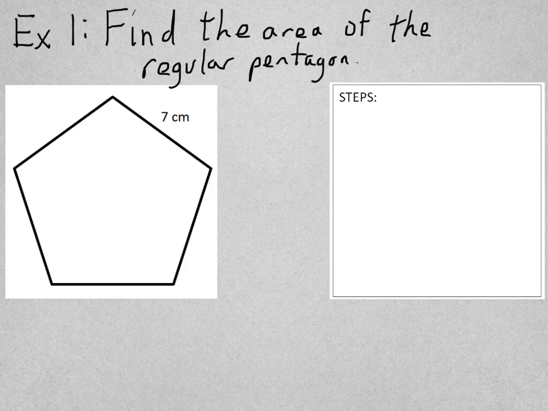So let's look at an example. For our first example, let's find the area of this regular pentagon. It has sides of 7 centimeters, and we know because it's regular that all of the sides would be 7 centimeters, as well as all the angles would be congruent. Okay, so I should probably follow the area formula, which is area equals 1/2 AP, where P stands for the perimeter, and A stands for the apothem.